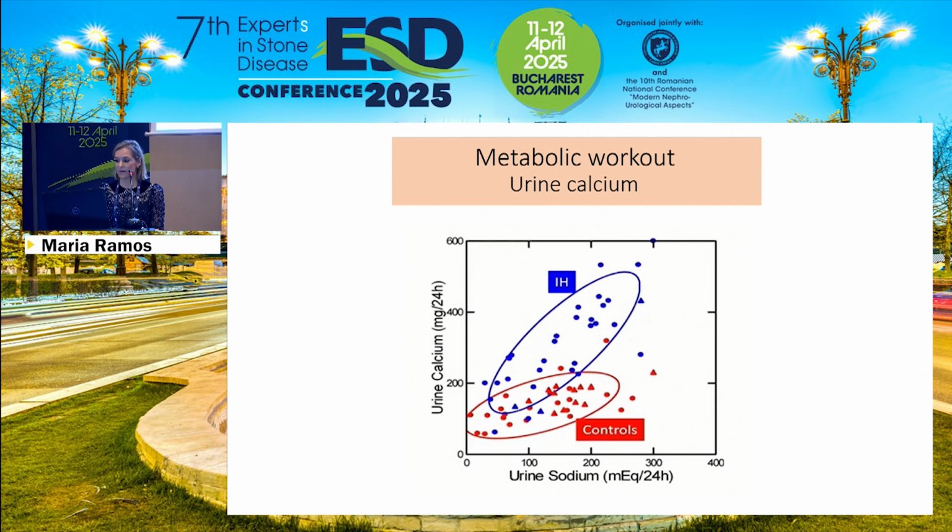For the evaluation of hypercalciuria, we have to evaluate urine sodium. The higher the sodium intake, the greater the calcium excretion. A high sodium intake increases calcium excretion and urine pH, and decreases citrate excretion. Sodium intake causes extracellular volume expansion and inhibits tubular calcium reabsorption.